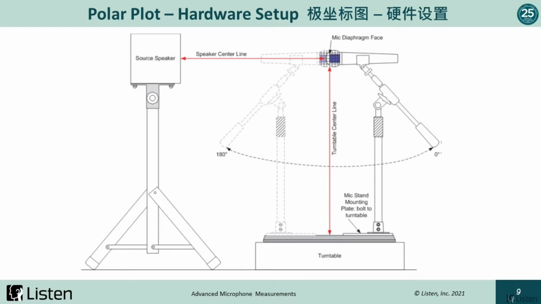So any common turntable will allow you to have this type of bolt down so you can properly position the microphone. But it's really critical that the acoustic center of the mic be at the center of the turntable in order to get the proper measurements, and also on the center line of the source speaker. So very important to follow the setup instructions as shown here in this hardware setup.